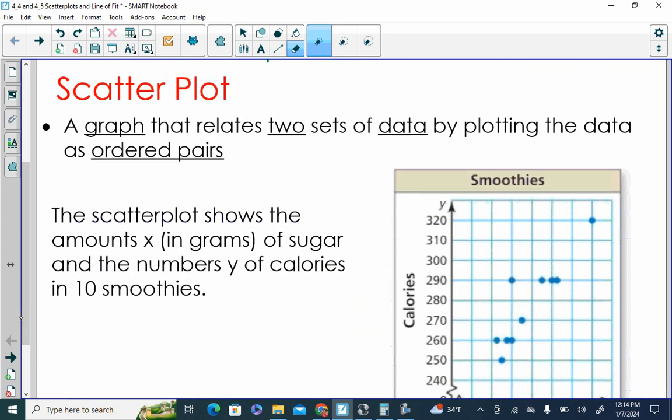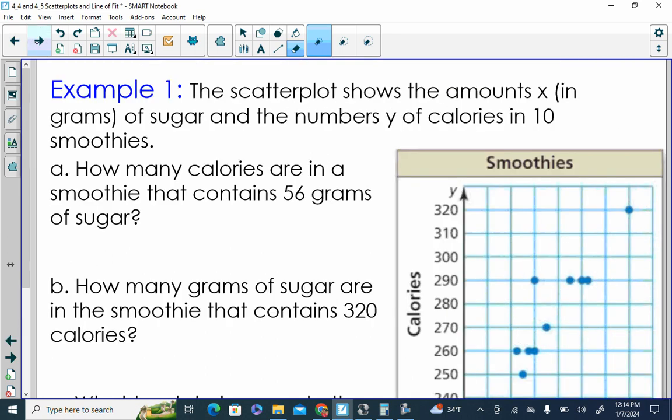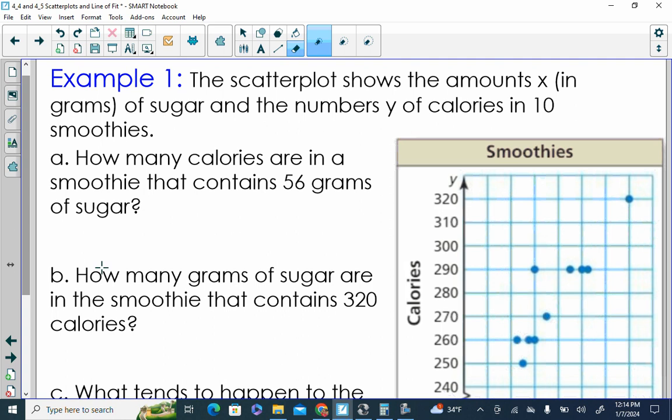Our first definition today is a scatter plot. It is a graph that relates two sets of data by plotting the data as ordered pairs. The scatter plot to the right shows the amounts x in grams of sugar and the numbers y of calories in 10 smoothies. In this first example, the scatter plot shows the amount x in grams of sugar and the number y of calories in 10 smoothies.